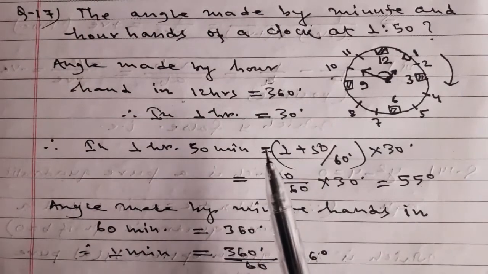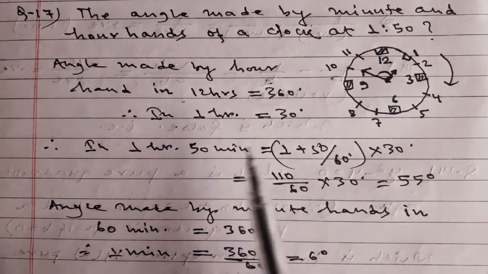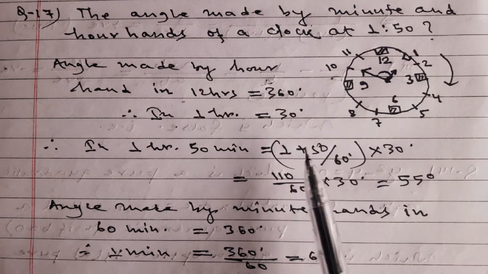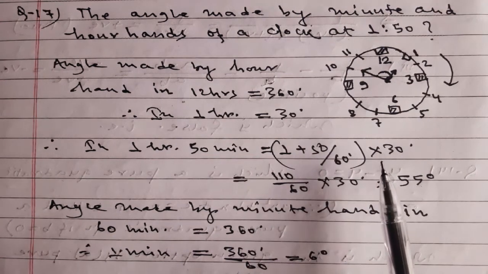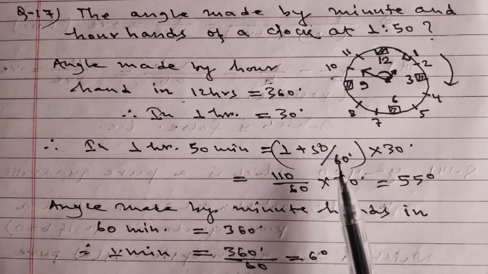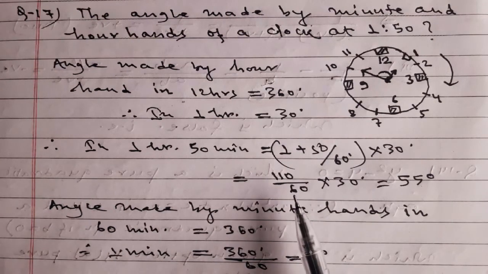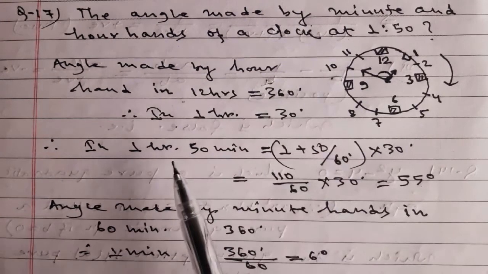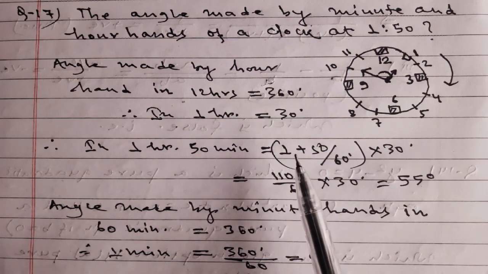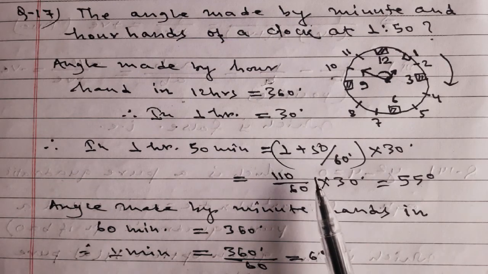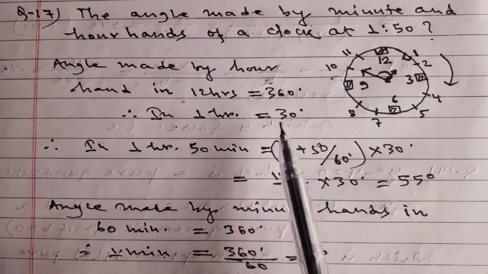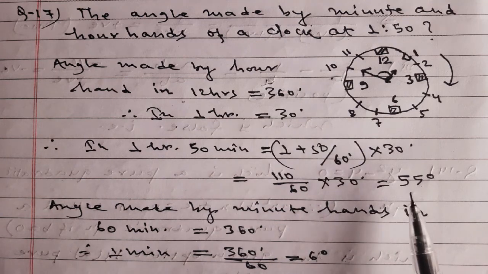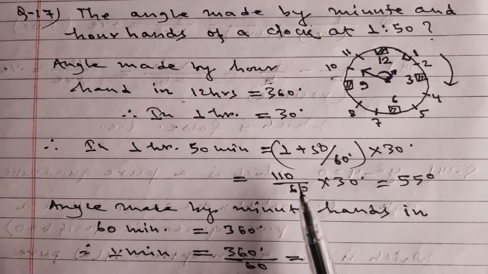The angle made by the hour hand at 1:50. So 1 hour, changing 50 minutes into hours, we divide by 60 to change minutes into hours. So 1 plus 50 by 60, which is equal to 110 by 60 hours. Now we know that the angle made by the hour hand in 1 hour is 30 degree. So the angle made by the hour hand in 110 by 60 hours will be equal to 110 by 60 into 30 degree, which is equal to 55 degree.